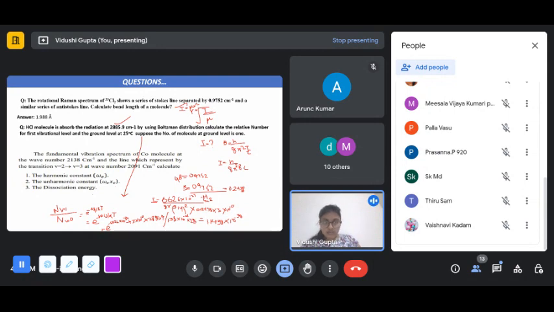So after solving, the relative number of this vibration level will be 9.245 into 10 raised to minus 7. So this is the number.